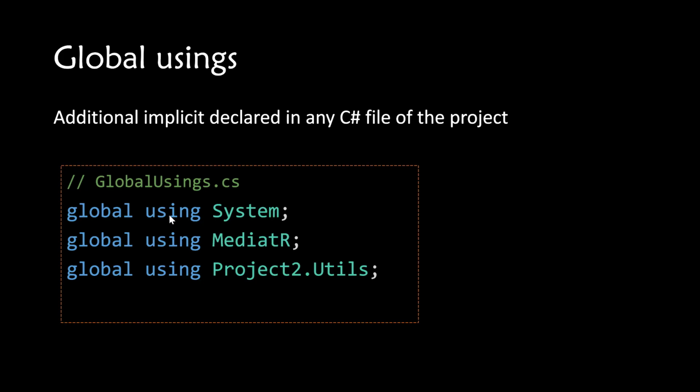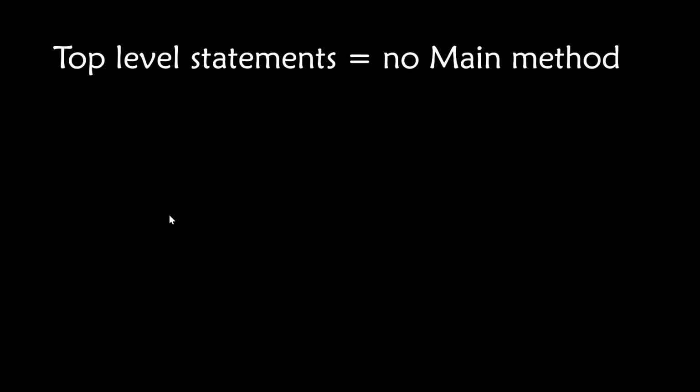In fact, implicit usings is actually implemented using this global usings feature. You can't see that code, but during compilation, in the obj folder, the global usings for the implicit usings can be seen. Now let's talk about another feature, which is top-level statements.